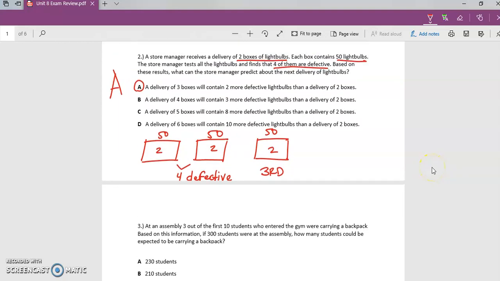Certain ones, like a delivery of 4 boxes will contain 3 more defective light bulbs, that's assuming they put another box here. They're saying they should only have 3 more that were defective, but 2 and 2 is equal to 4. So that's where they go wrong, and the other ones are proven to be false also.